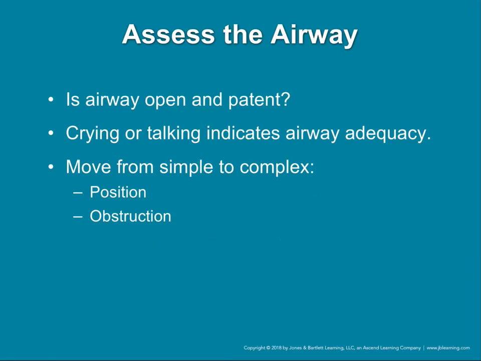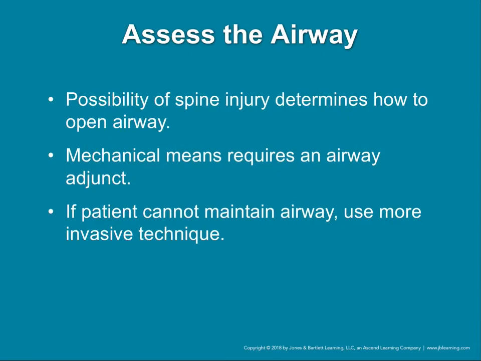All right? When considering airway options, move from simple to complex. Consider the position. Consider spinal injury when deciding this technique. Obstruction requires BLS procedures. If they have some sort of airway obstruction, utilize your BLS procedures, like back slaps for a pediatric, and so on and so forth. The possibility of spinal injury determines how you open the airway. Again, we talked about the mandible jaw thrust and head tilt chin lift and the difference between the two.